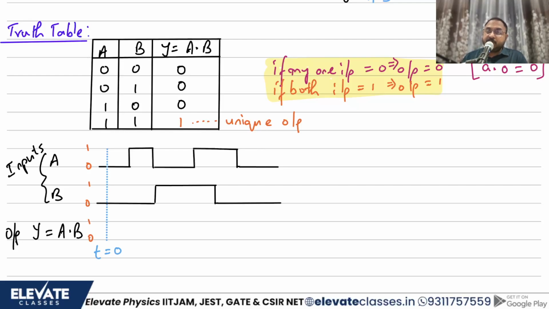Let's do it using the dominance law first. Is there a 0 anywhere? Is A 0 or B 0 anywhere? I know my output is going to be 0. So see, this is 0, this is 0, my output is 0. Then I see a 0 over here, my output is still 0. Then I see a 0 over here, my output is still going to be 0 till here. Then I see two ones, here my output will be 1 and again it will become 0. This is using the dominance law.